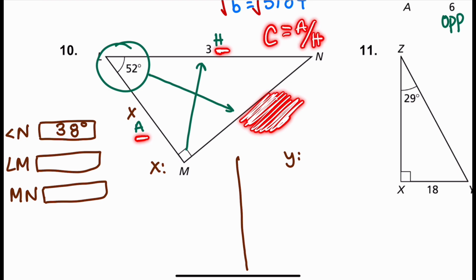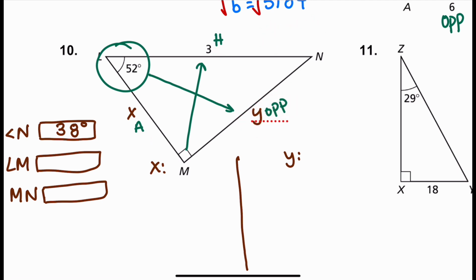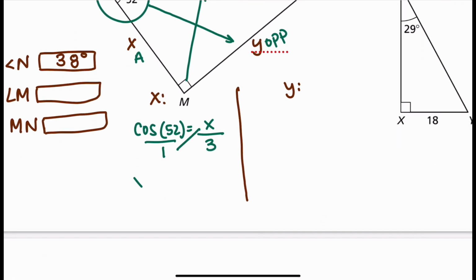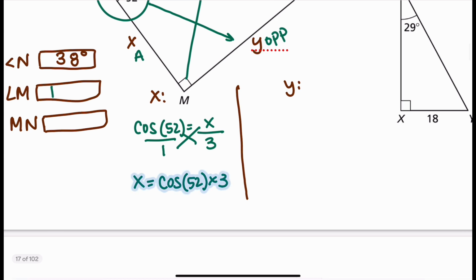Cosine is adjacent over hypotenuse. I'm not using the inverse because I know the angle. The cosine of 52 equals adjacent over hypotenuse. Now we cross multiply here. 1 times x is x equals cosine of 52 times 3. If we're rounding to the nearest hundredth, this is 1.85 length.